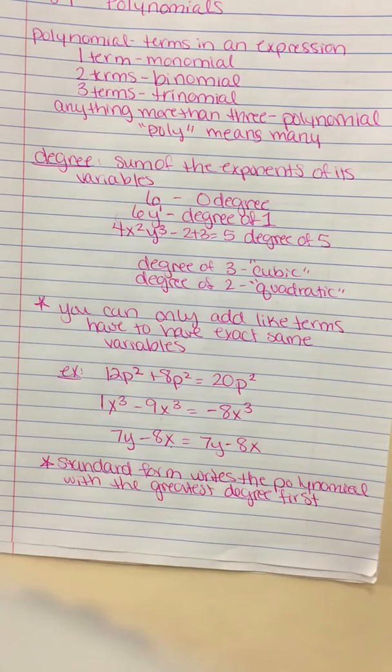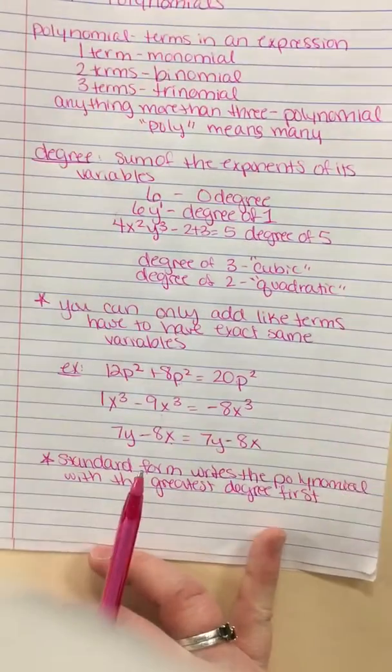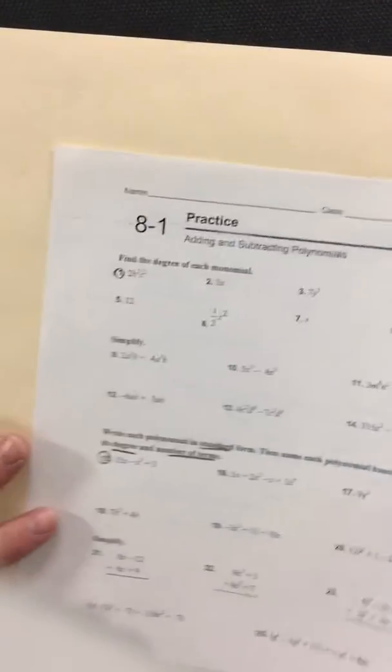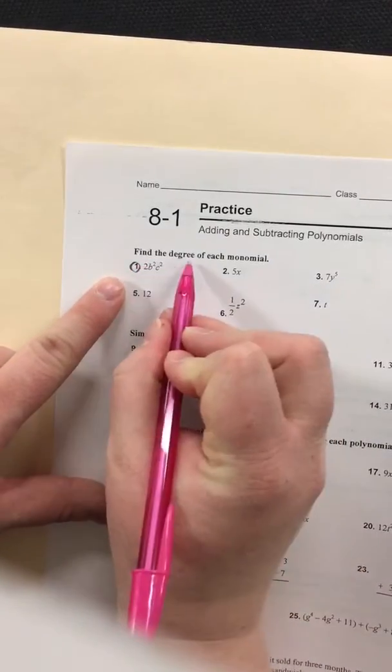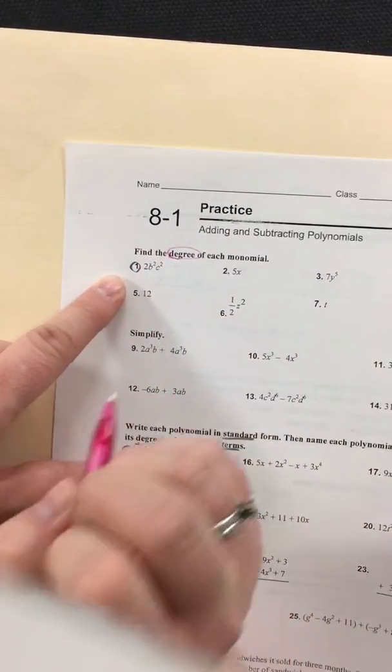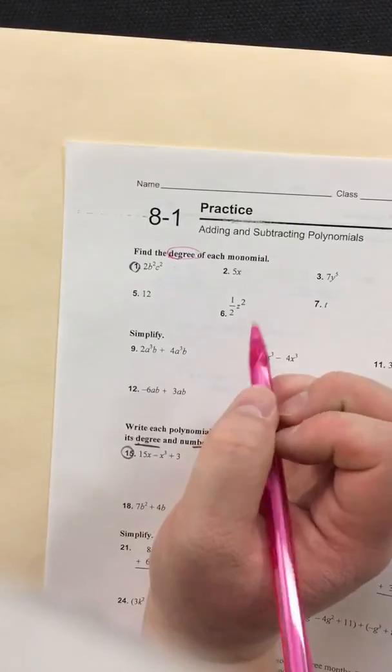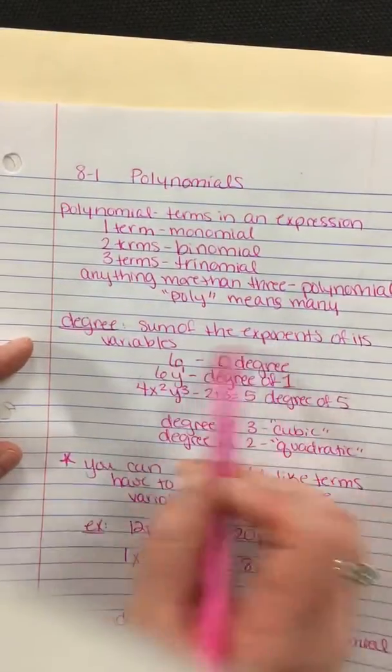Let's go over to our worksheet. So we're on 8-1. Those are your notes. We went through it just like I would do on the board. Let's go through number 1 real quick. Number 1 says find the degree, okay? Remember, degree was that second part of our notes. So you have to look back at your notes and say, what was degree? Degree is the sum of the exponents of its variables.